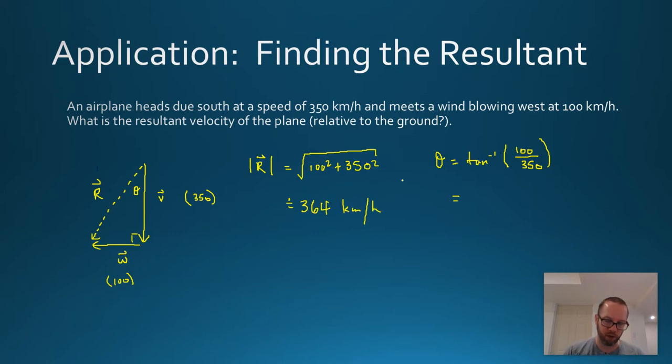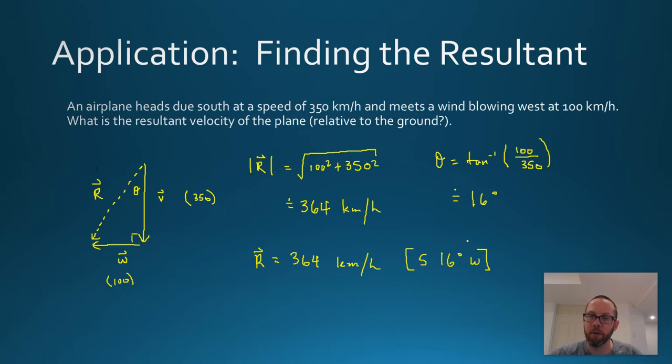And which direction is it going to go? So 100 divided by 350. Make sure you're working in degrees. Shift tan. So I got pretty near 16 degrees. And so we can say that the resultant velocity of the plane is 364 kilometers per hour in a direction south, 16 degrees west. So flying south, 16 degrees to the west.